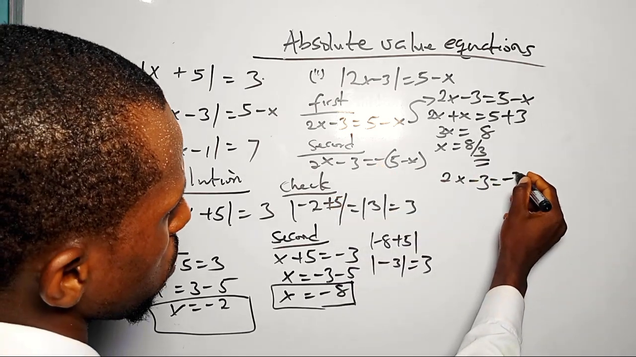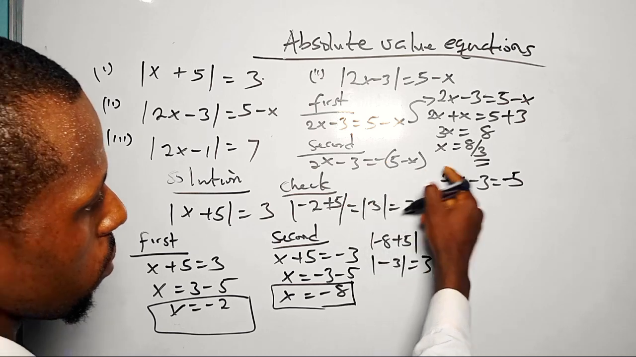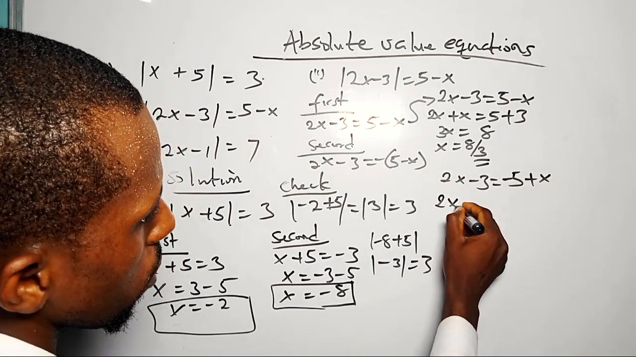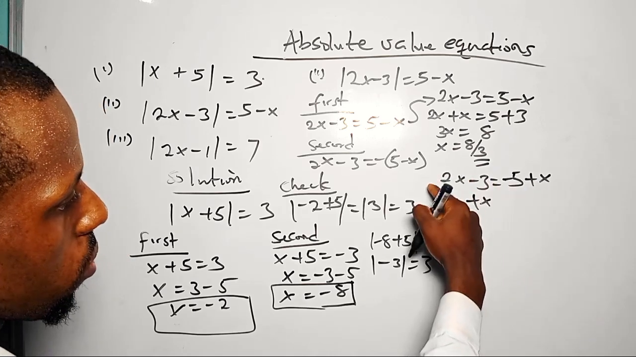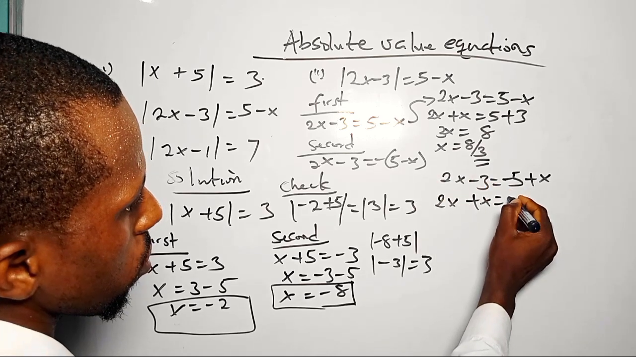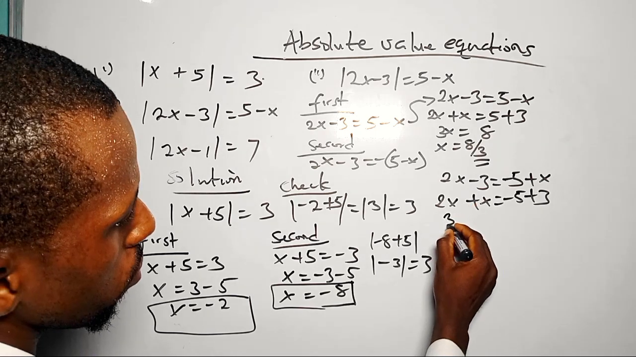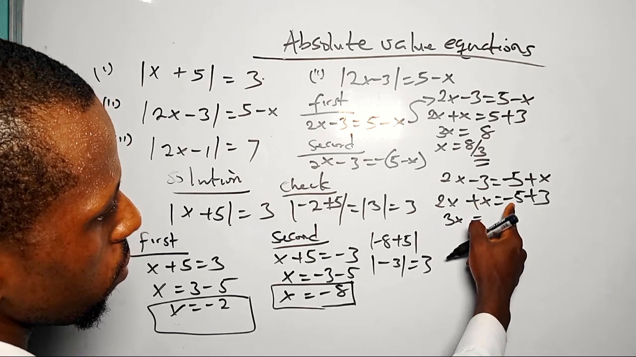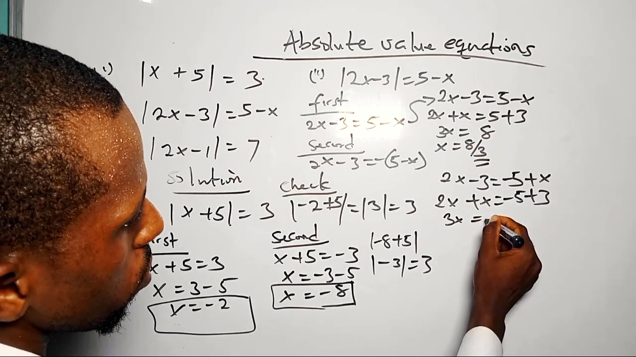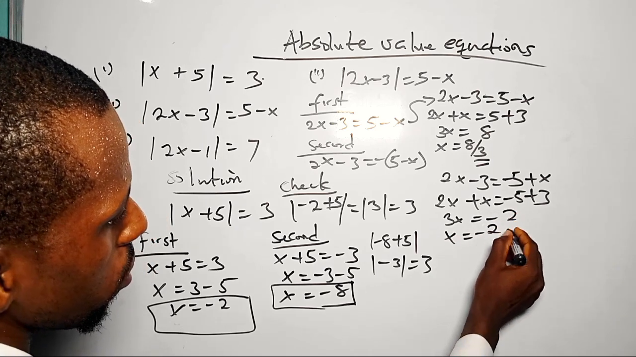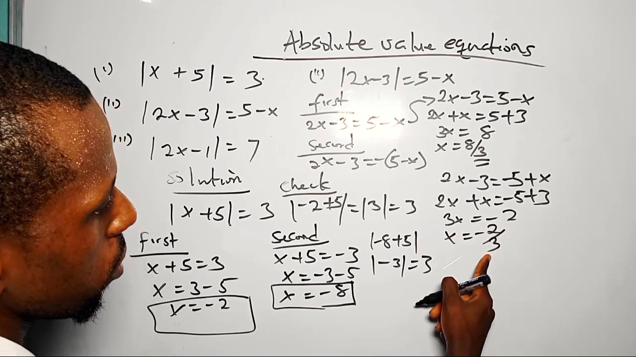For the second solution, we have 2x minus 3 equals minus 5, and for minus times minus x, we have plus x. In this case, we collect the like terms. So we have 2x plus x equals minus 5 plus 3. For 2x plus x, we have 3x, and for minus 5 plus 3, we have minus 2. So the value of x equals minus 2 over 3.